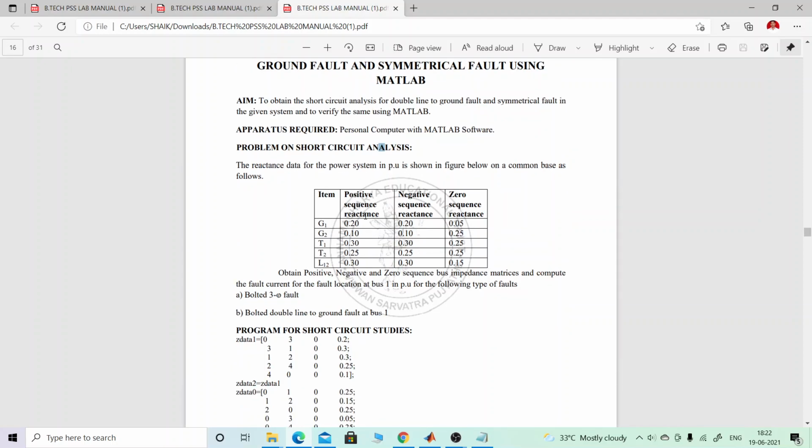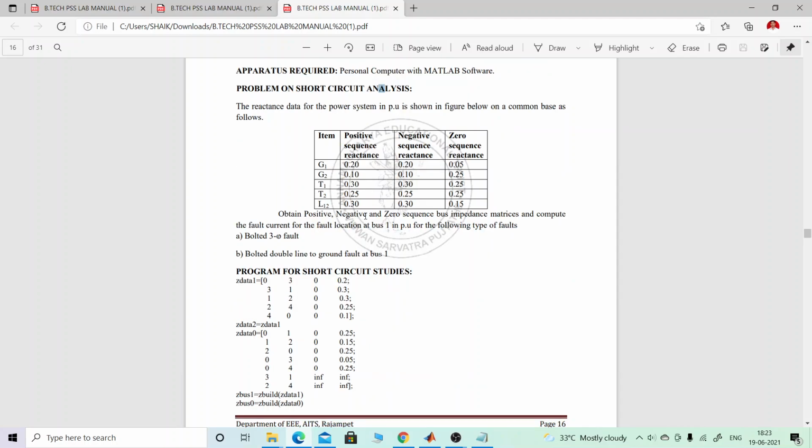For solving the problem, we require some data to be presented. The reactance data for the power system in per unit is shown in the figure below on a common base. It has generator 1, generator 2, transformer 1, transformer 2, and line 1 to 2 between bus 1 and generator 1 and generator 2. The positive sequence reactance values are shown here, and the negative sequence reactances and the zero sequence values are also shown here.